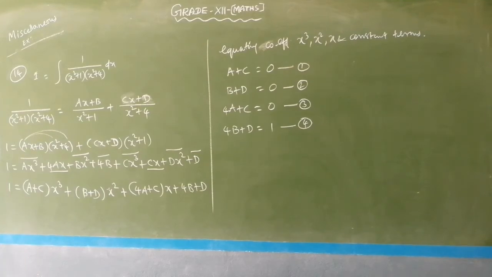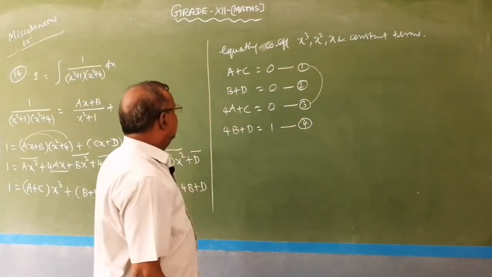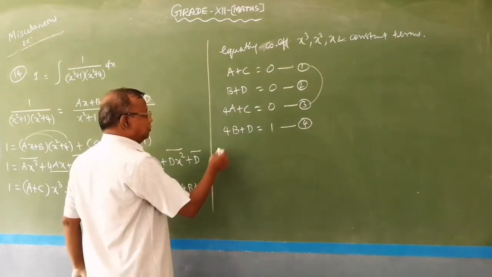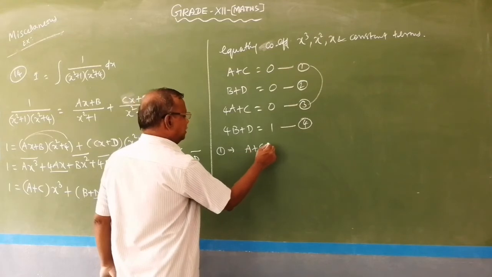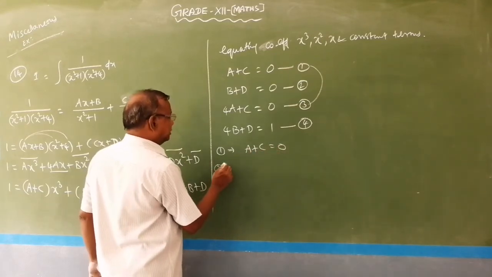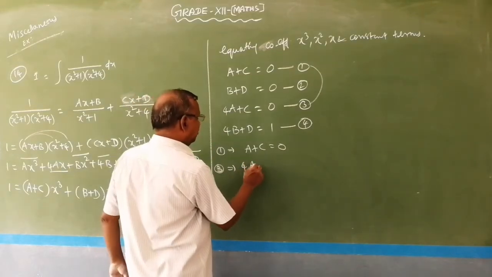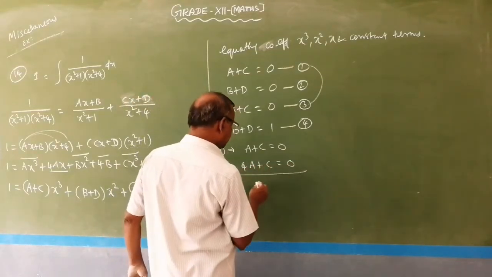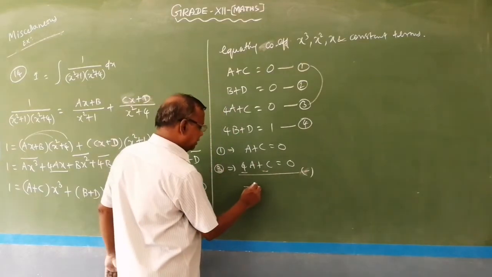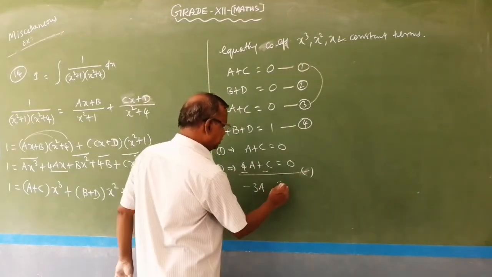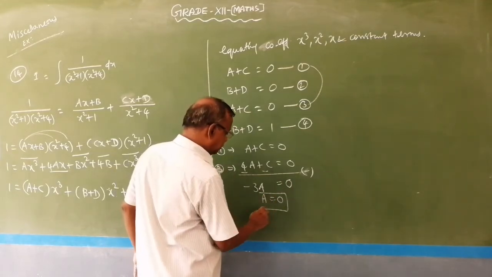Consider equations 1 and 3. We have common elements. So, from this we can eliminate one term, that is first equation is a plus c equal to 0, and the third equation is we have 4a plus c equal to 0. Now, subtract. So, minus 3a minus c plus c is 0. So, 3a equal to 0 means a equal to 0, first one.